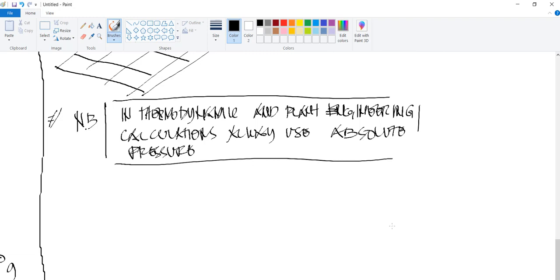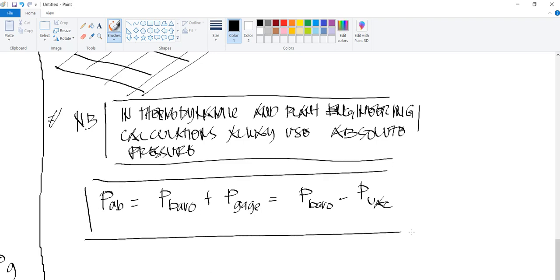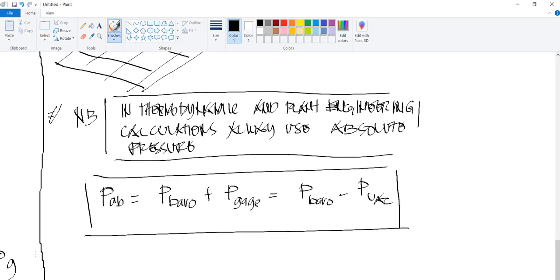So that defines it. We have the absolute pressure equation: that will be the pressure of the barometer plus the pressure at the gauge, or also the barometric pressure minus the vacuum pressure. Okay, so we have the equation for the absolute pressure. Now we also have what we call the standard, your 1 atmosphere, which is what surrounds us.